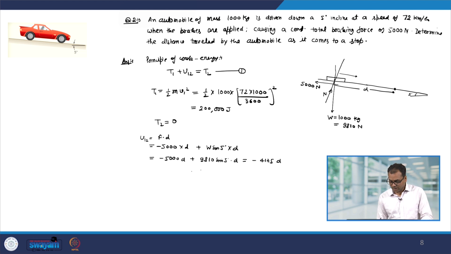Let us put everything in equation number 1. So, we have 200,000 plus U12, which is minus 4145 d, equal to T2 which is 0, and this gives you d equal to 48.3 meter.